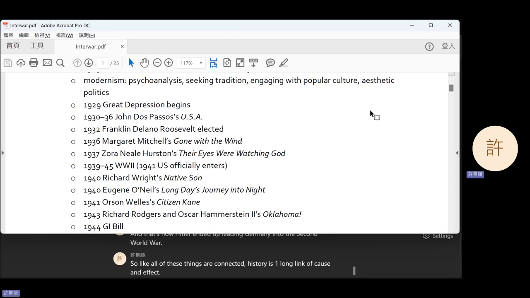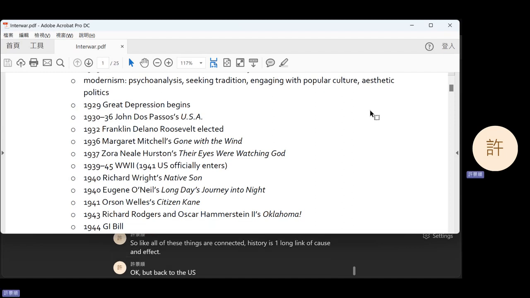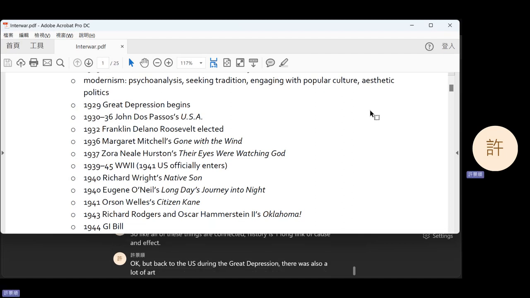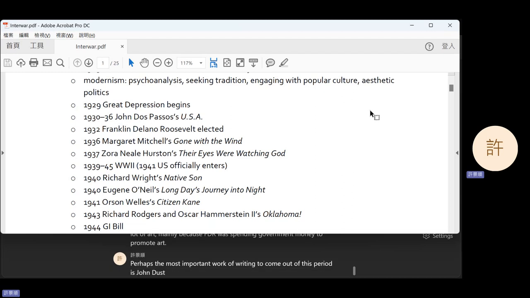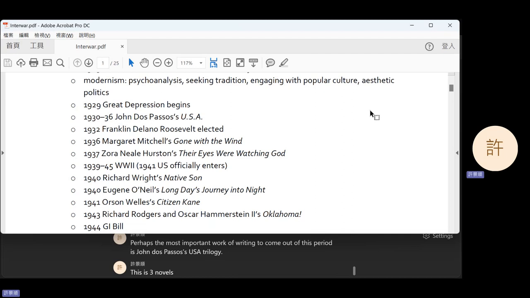Okay, but back to the US. During the Great Depression, there was also a lot of art, mainly because FDR was spending government money to promote art. Perhaps the most important work of writing to come out of this period is John Dos Passos' USA Trilogy. This is three novels. The USA Trilogy follows the lives of 12 protagonists.